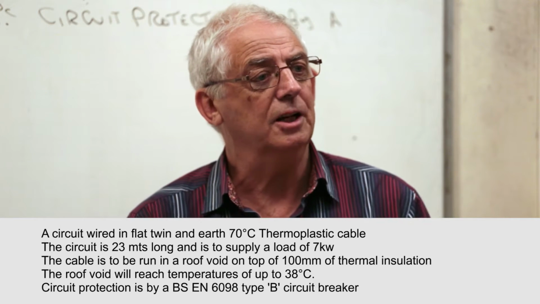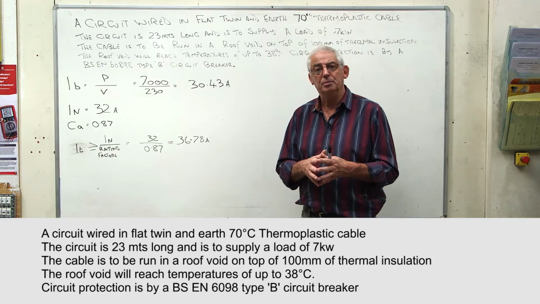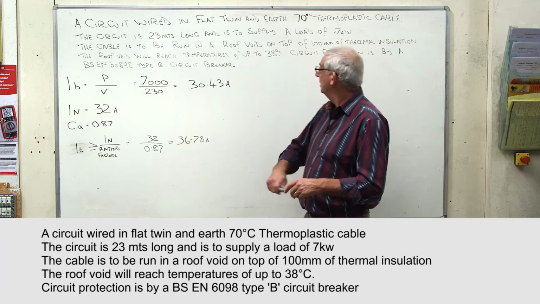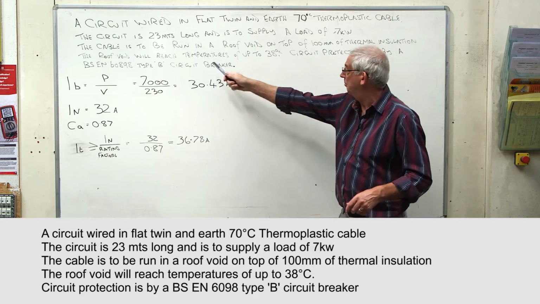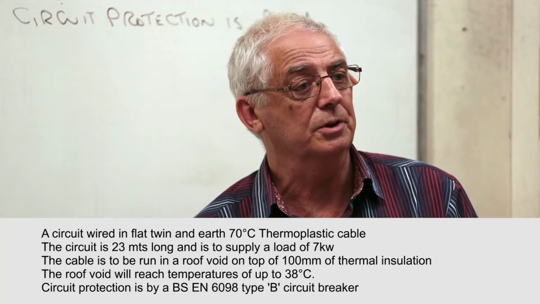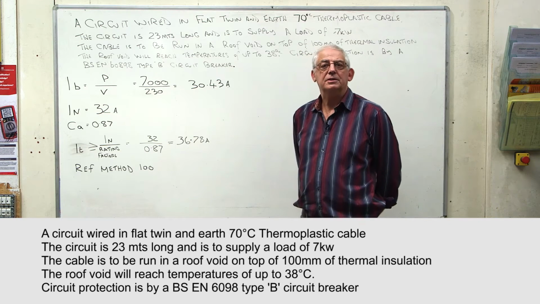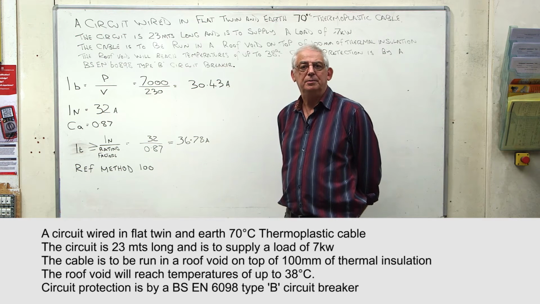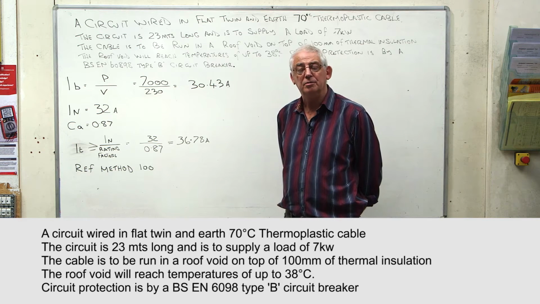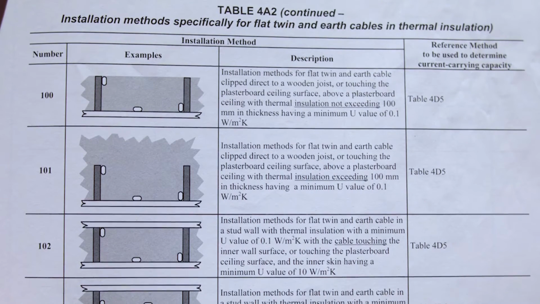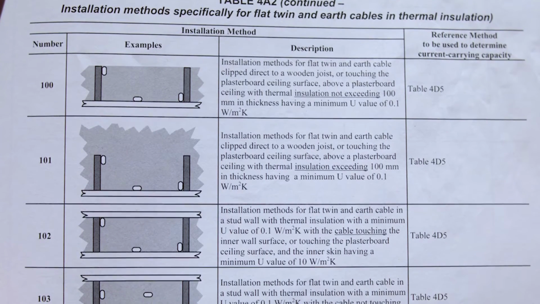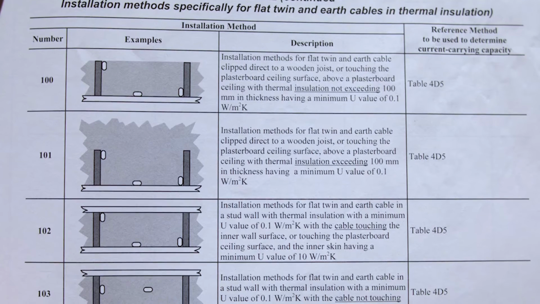All that's doing is telling me that I need to find a cable now which can carry 36.78 amps under the installed condition of being in a roof void on top of 100 millimetres of thermal insulation. To find the correct installation method, I need to refer back to BS 7671. Because it's flat twin and earth and there's insulation involved, I have to use table 4A2. We can see that from table 4A2, the closest reference method I could get to is method 100.